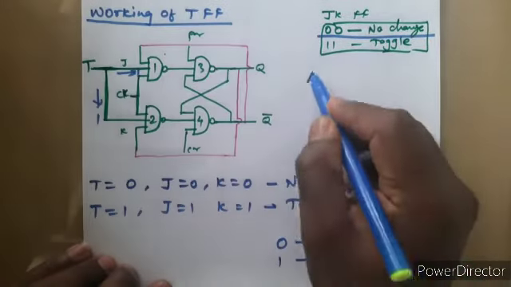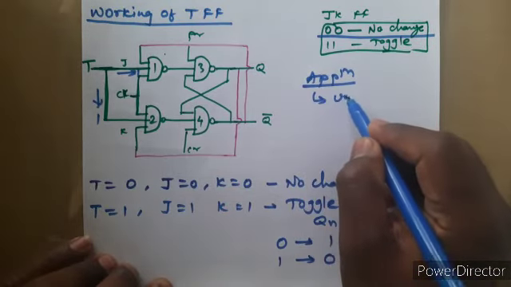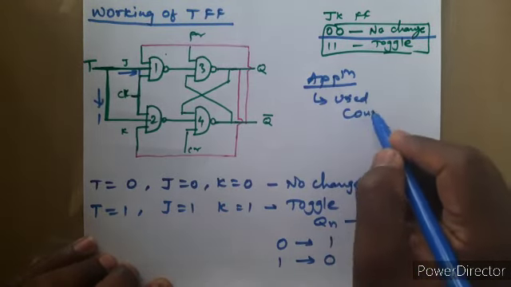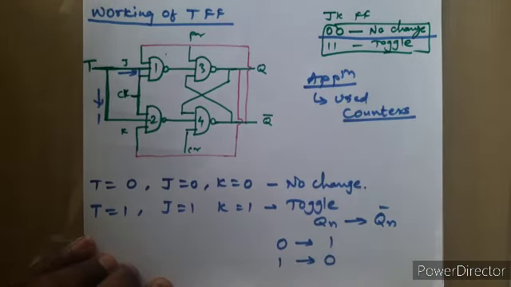One very important application of the T flip-flop is that it is used in counters for counting the number of pulses, right? We have our next concepts of counters, and we'll see how this T flip-flop is used in them. But just remember that one very important application of the toggling T flip-flop is counters. So this is all about the different types of flip-flops.